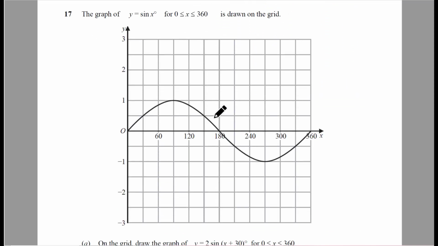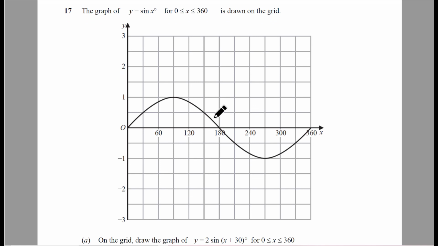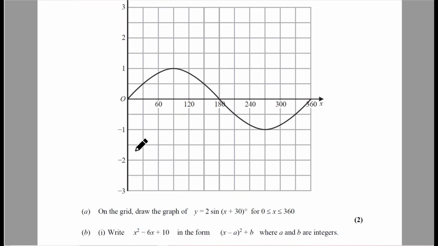Okay, 17, that's a graph of sine x, goes between 1 and minus 1, perfect. On the grid, draw the graph 2 sine x plus 30. So remember, when it's inside the bracket, we do the inverse, so we have to minus 30 here. And then when it's on the outside, so the inside affects the x, the outside affects the y. Inside impacts the x, outside changes the y. This is how I remember it. So that means y is going to be multiplied by 2.